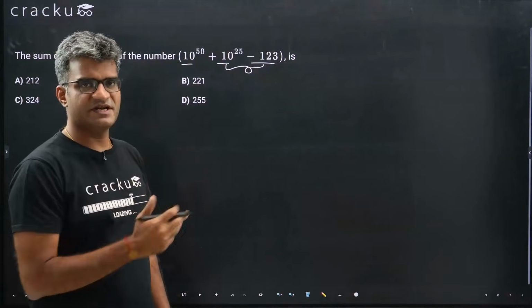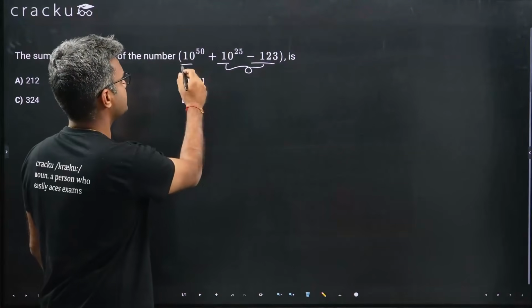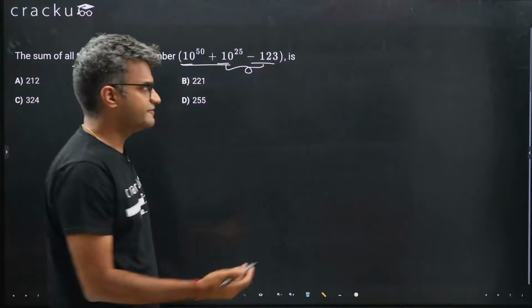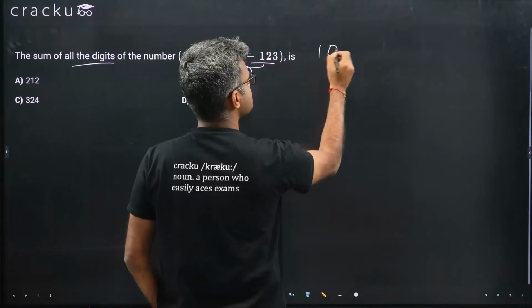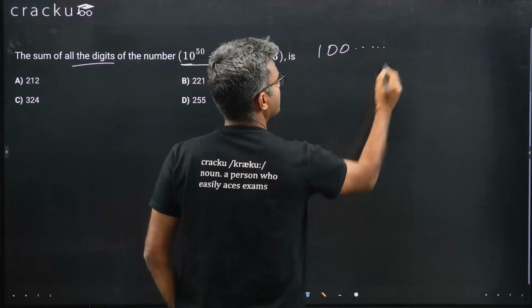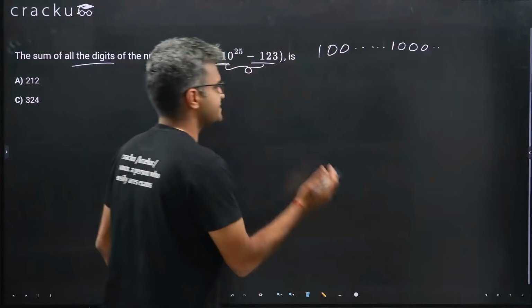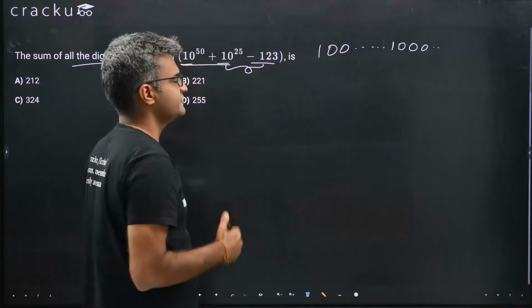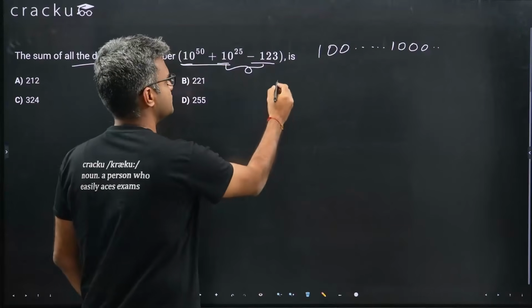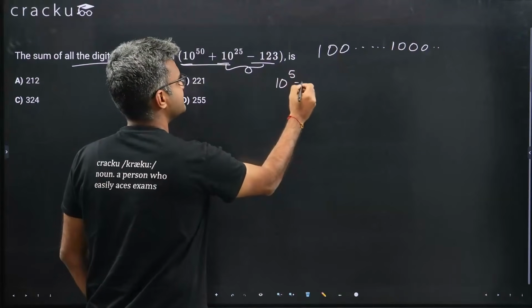Because if it was just an addition, if the question was say 10 to the power 50 plus 10 to the power 25, we can easily write it as 1, 0, 0, 0, dot dot dot, and then we'll get another 1 and 0, 0, 0. Because if it is 10 to the power 50 plus 10 to the power 25, you can assume that it will look something similar to say 10 to the power 5 plus 10 square.